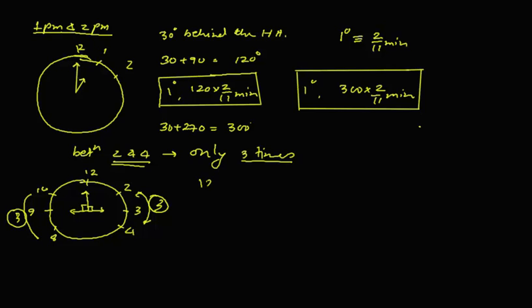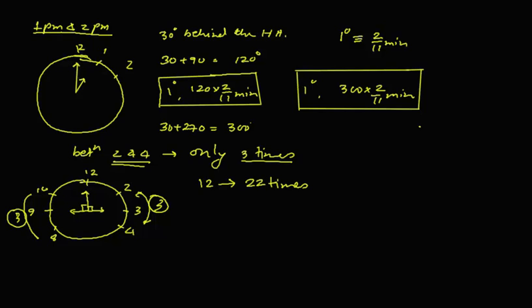So I can say within 12 hours it should have been 24 times, but since we are losing one at 3 o'clock and one at 9 o'clock, it will happen 22 times. This is the direct answer you should remember. So within 24 hours definitely it will happen 44 times.